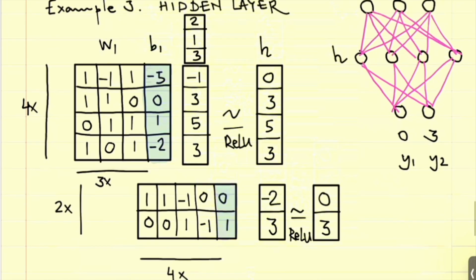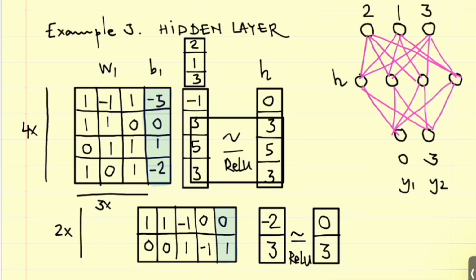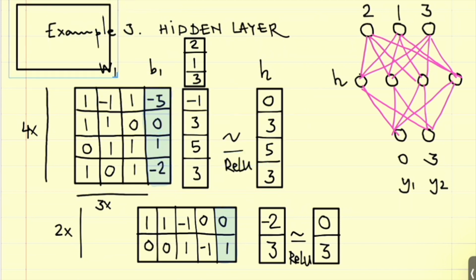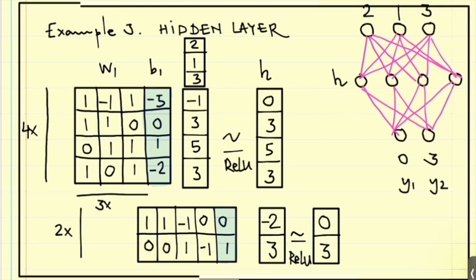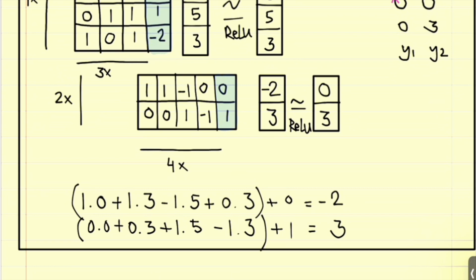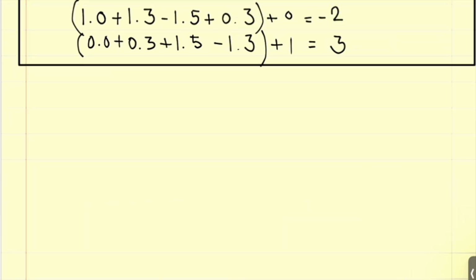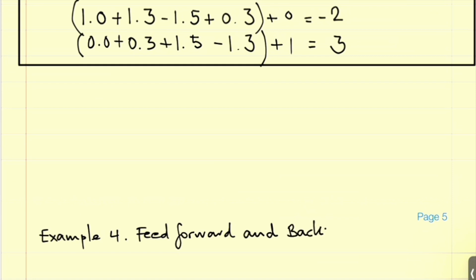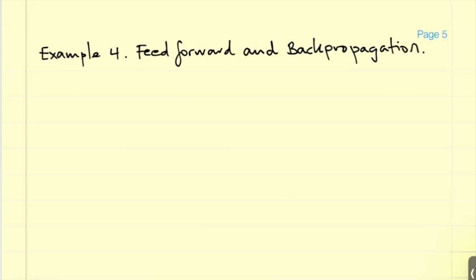So that was example number 3. And this is example number 4. Okay, so let's do the real thing. Feed forward and back propagation. Going back, okay? So we start with our input.